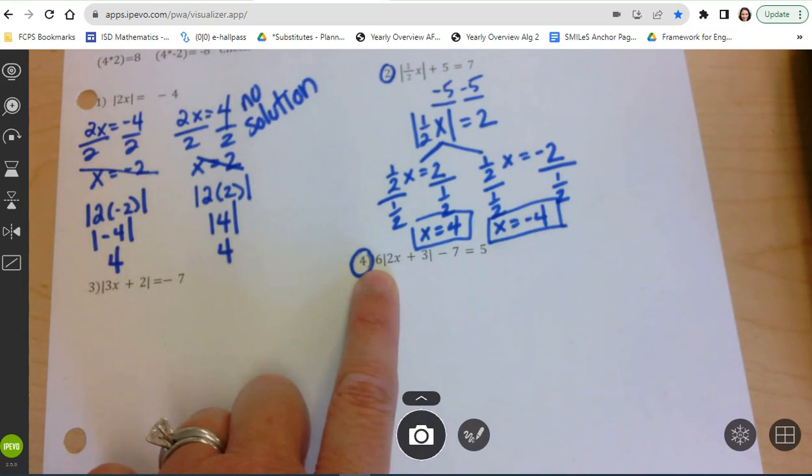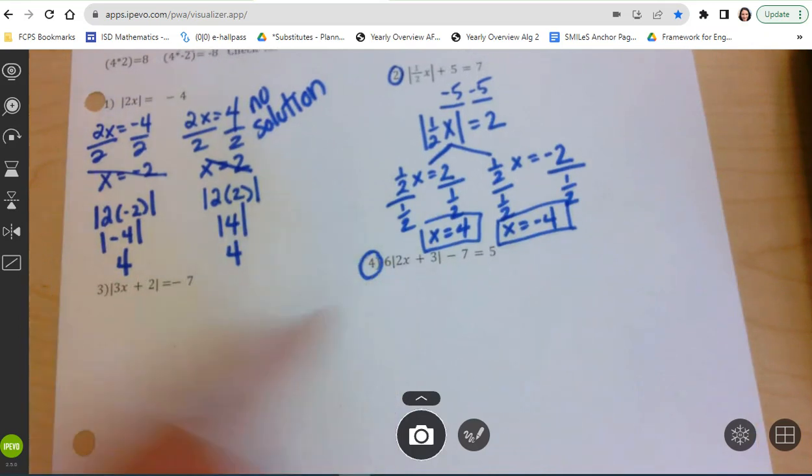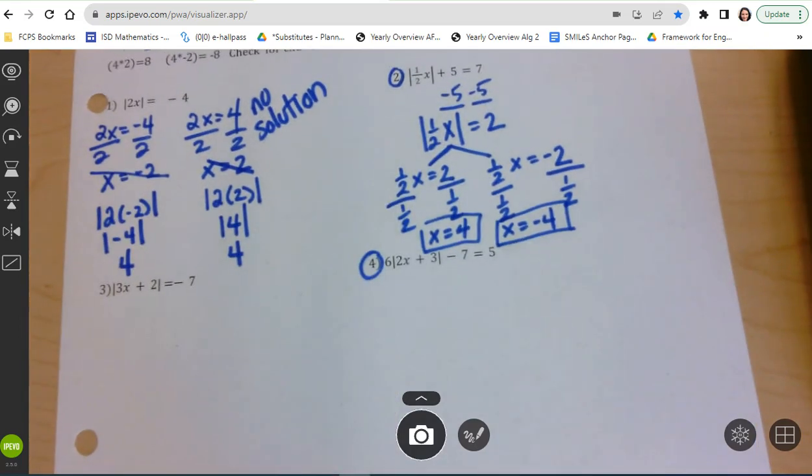How will we get rid of the times 6? Divide by 6, okay? So do those steps first. Get the absolute value by itself. Then you can write it twice.